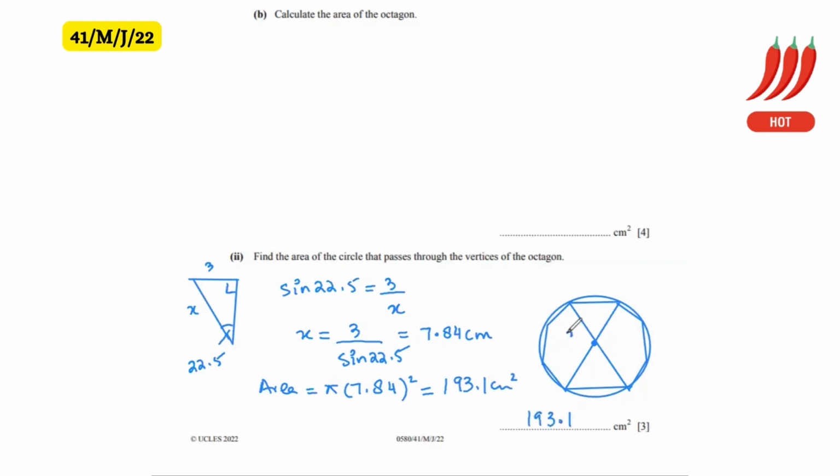So basically, this is your x. This is 3. This is 22.5. This is the triangle that we're dealing with. So we found the length of x, which is basically the radius of the circle, because it's coming right from the center and going towards the vertex of your octagon. And the circle is passing through the vertices, so that means it's at the boundary of the octagon. So that is why we use x as the radius. We find that using SOHCAHTOA, and then we just simply put that in the area of the circle formula to find the area of the circle.